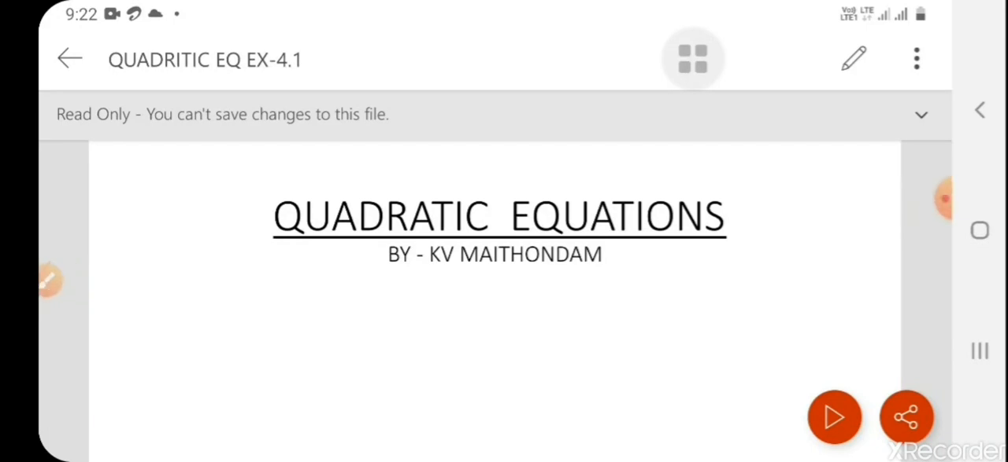Today I am going to discuss the basic things of quadratic equations, which will help you to solve exercise 4.1. Very small portions. So go ahead.